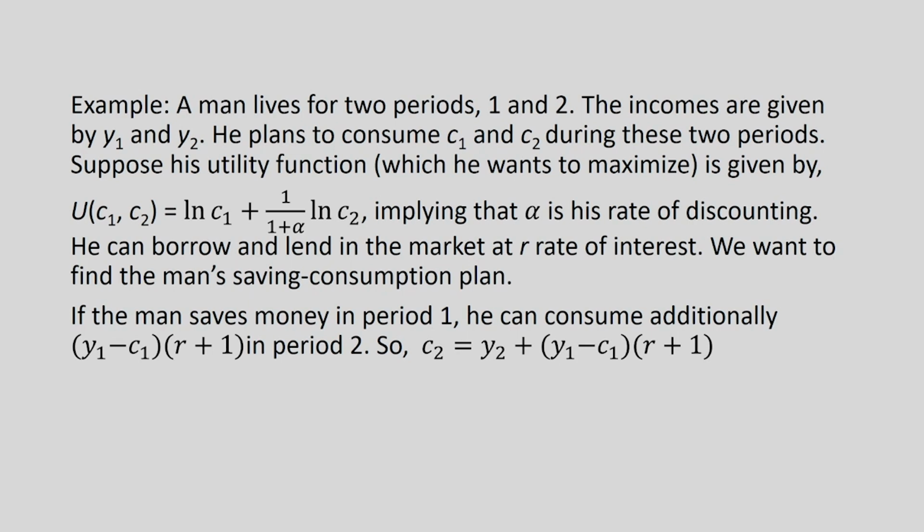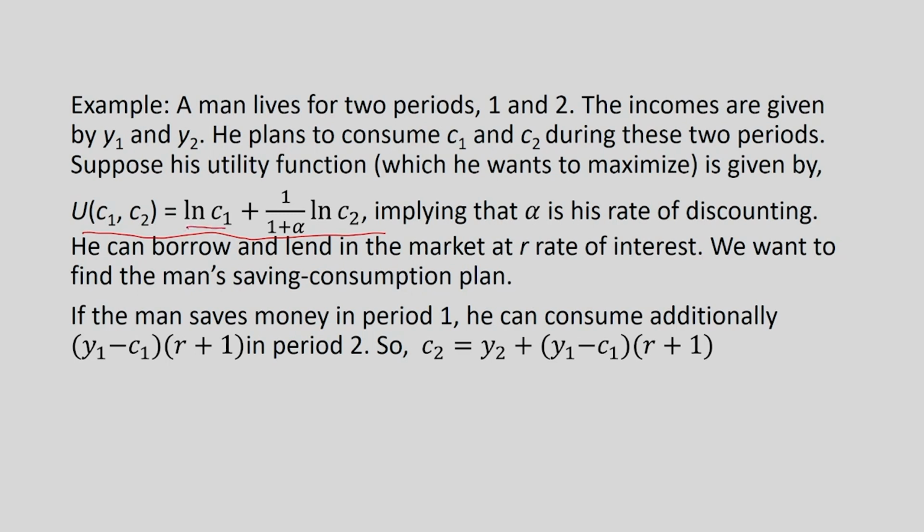A man lives for 2 periods, 1 and 2. The incomes are given by Y1 and Y2. He plans to consume C1 and C2 during these two periods. Suppose his utility function, which he wants to maximize, is given by this. So, u of C1, C2 is equal to log of C1 plus 1 divided by 1 plus alpha multiplied by log of C2. Both these logs are natural logarithms, implying that alpha is his rate of discounting. Remember, we have talked about the rate of discounting before.